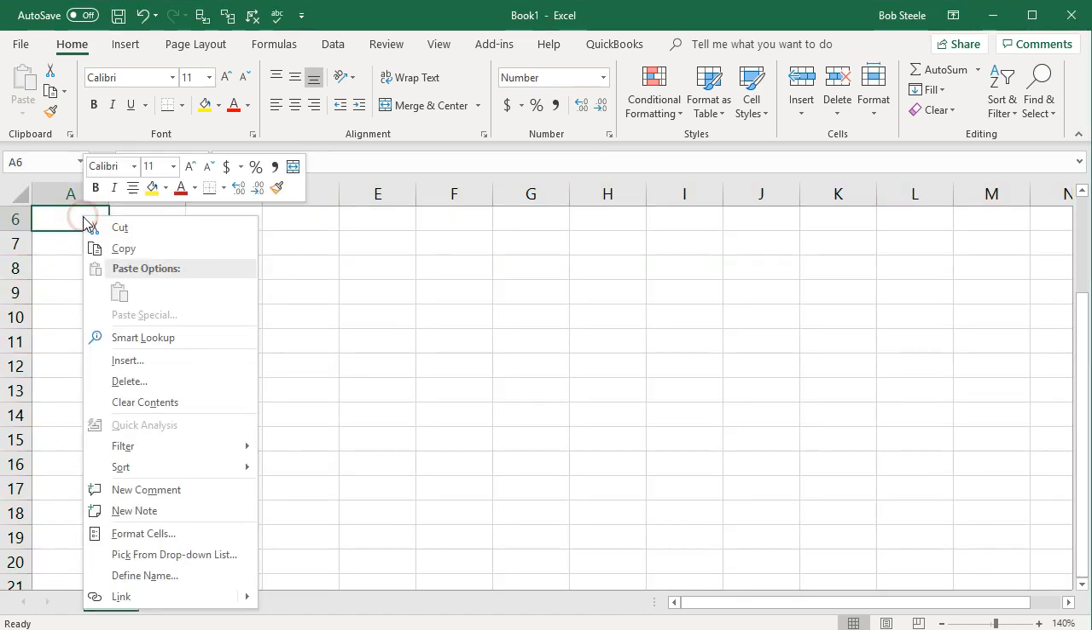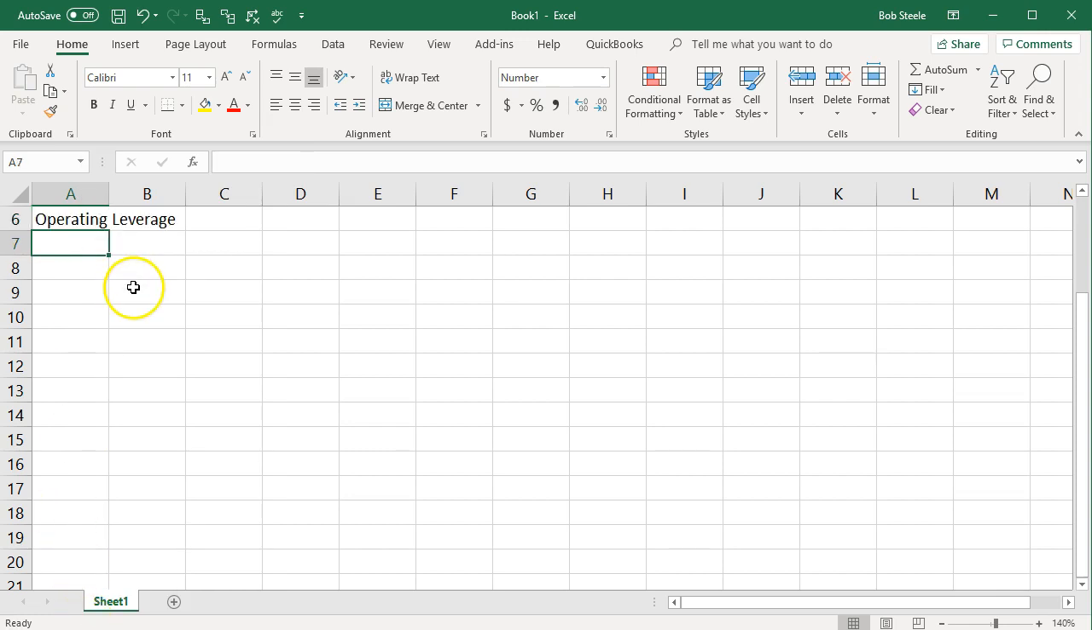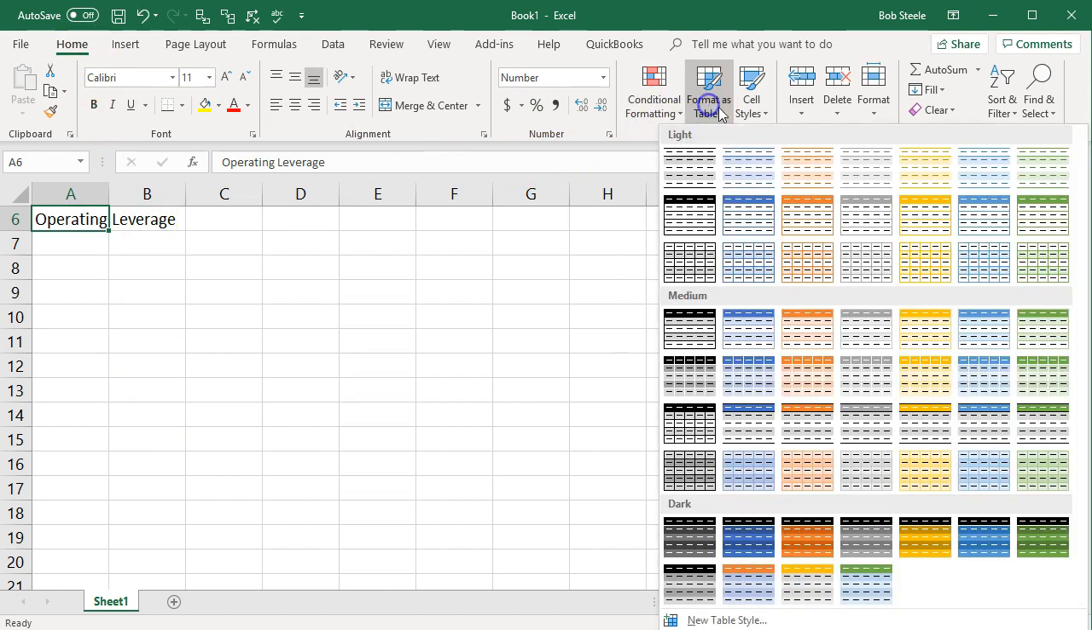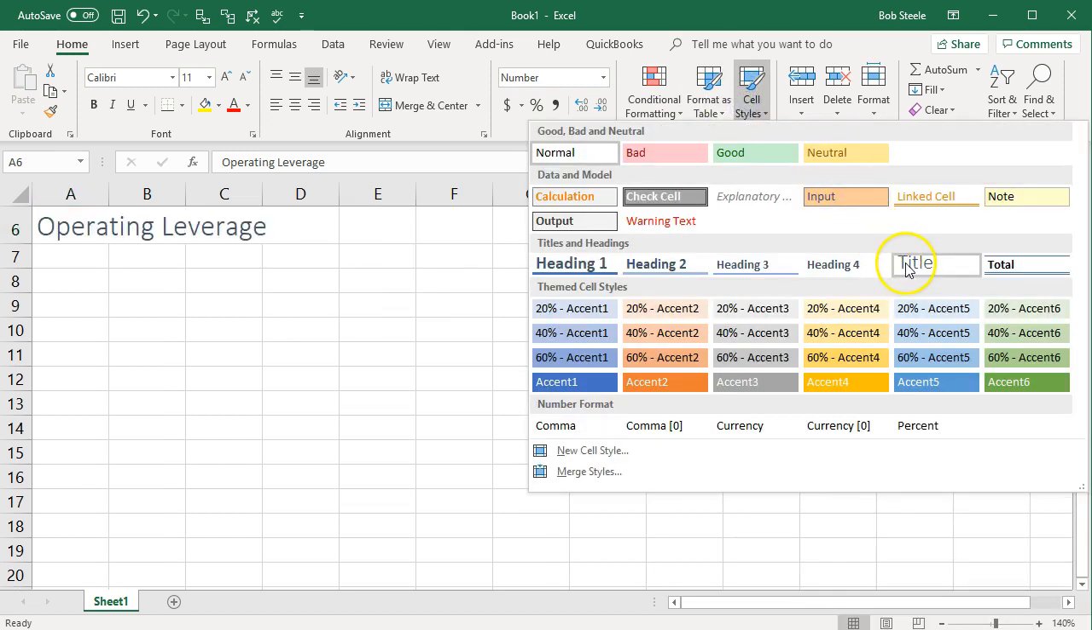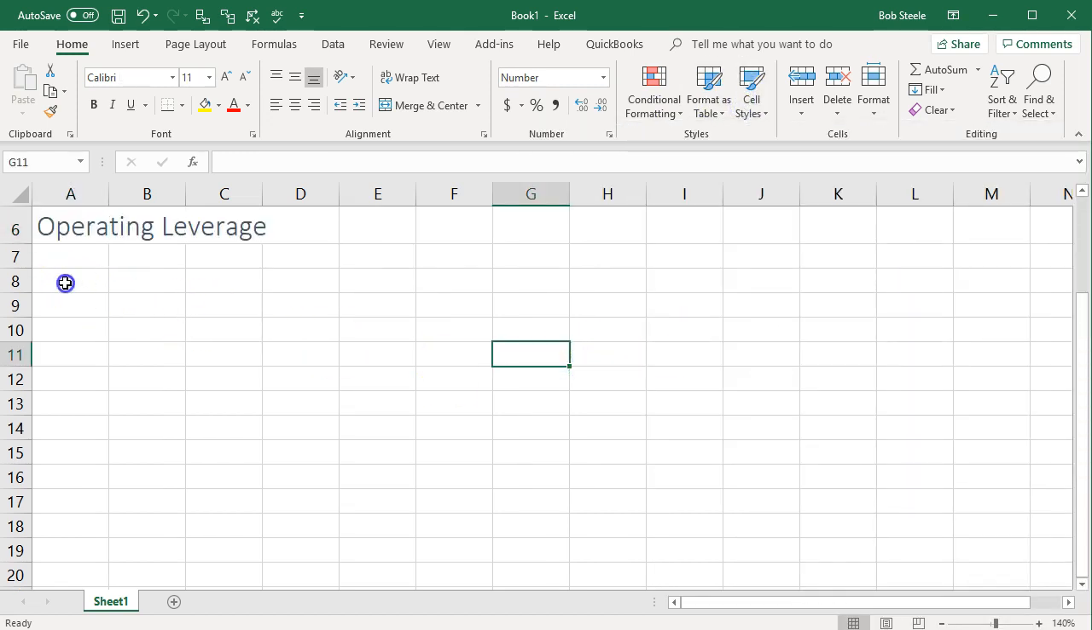We're going to be dealing with operating leverage. So I'll put that up top, operating leverage, and then we'll change this item to the cell style by going to the Home tab, the styles, and we're going to change the cell style over here to title. And then we're going to put the data that we will be using. So I'm just going to populate the data.